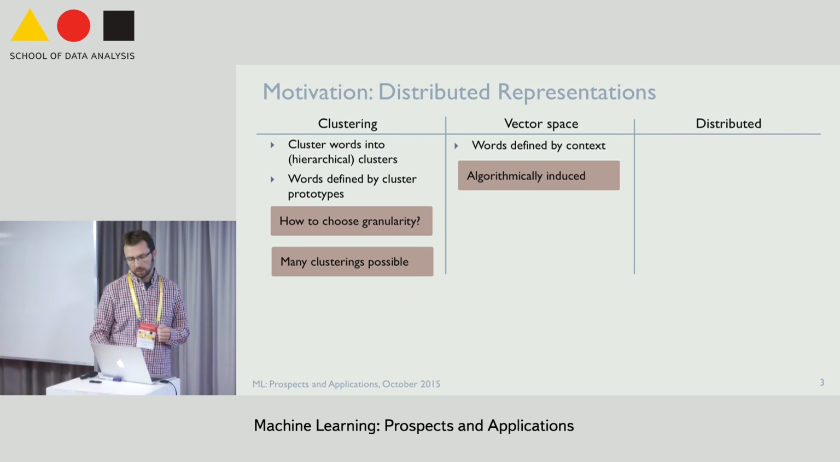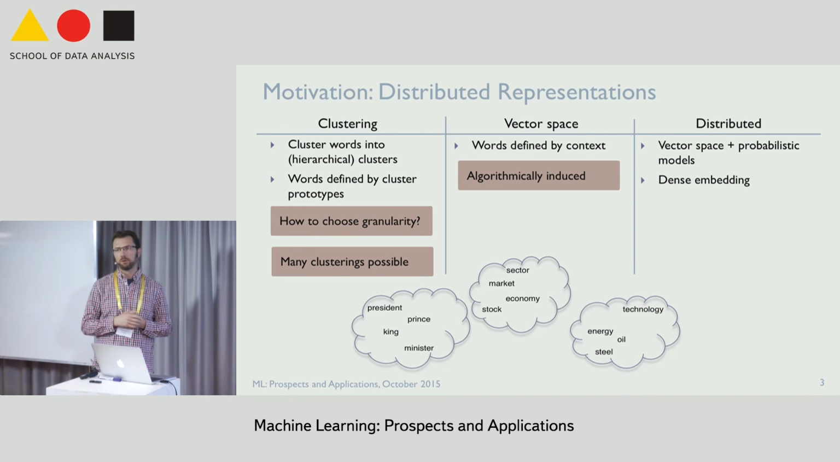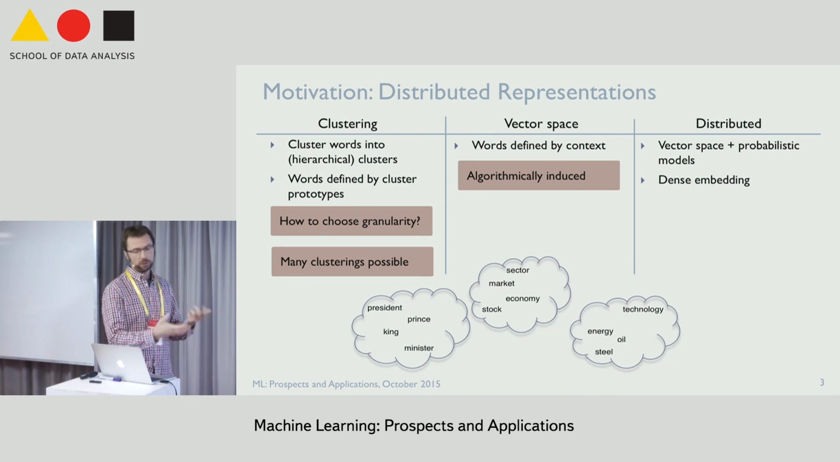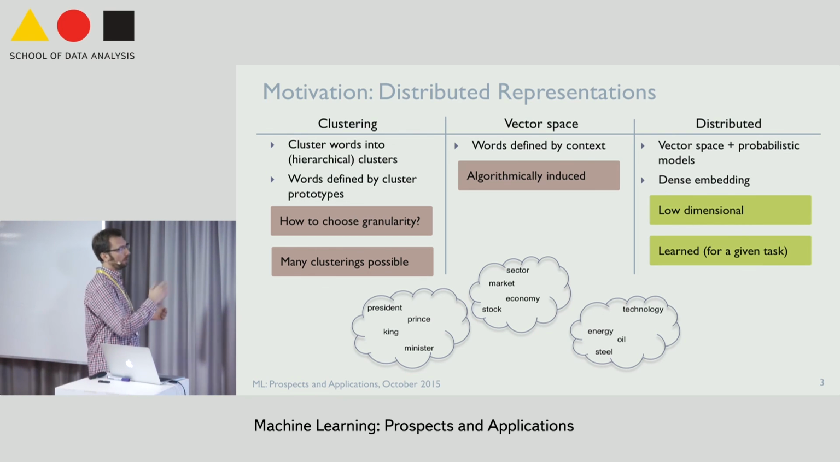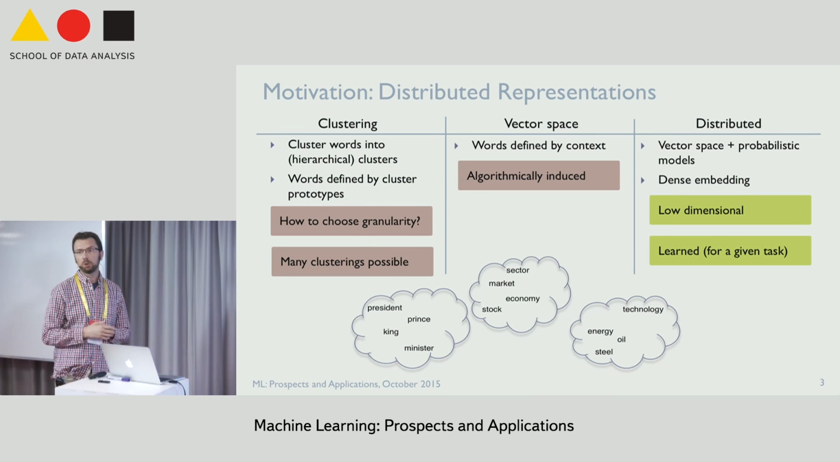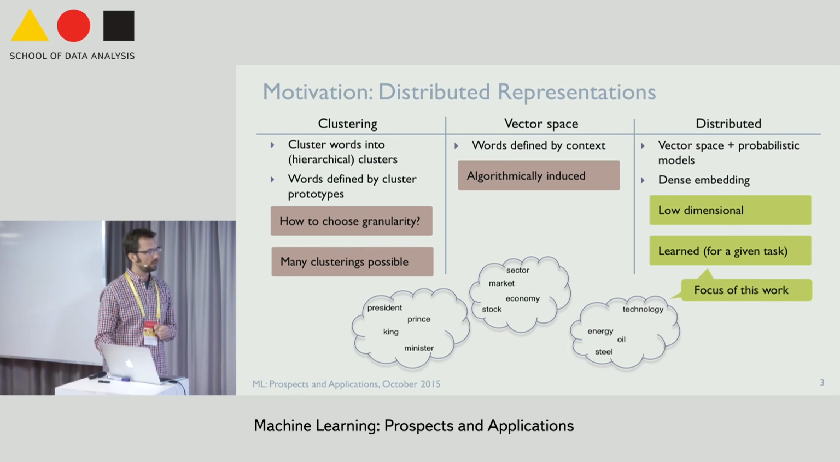Then there's a third, relatively recent type of representation, and those are distributed representations. The idea is to use vector space models, but then add some statistics, some machinery there to actually induce and learn them. The advantages, as compared to vector space models, are that they tend to be low dimensional, and they're learned, and they could be learned for a given task. This, as you can guess by the green boxes there, is the focus of this work.